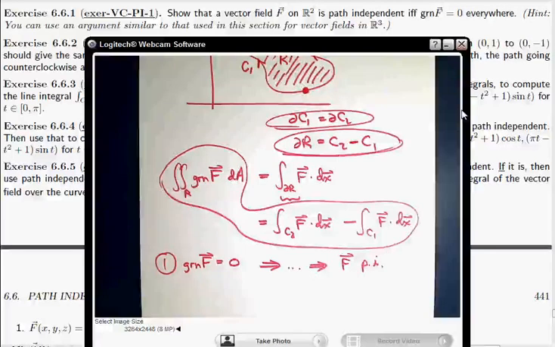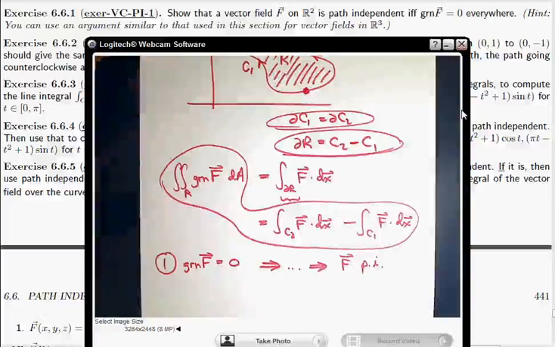And I claim all of these kinds of examples are kind of like that in some sense, because as we've seen before, all path-independent vector fields are gradients. So they're just keeping track of changes.